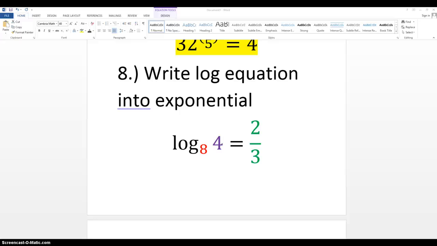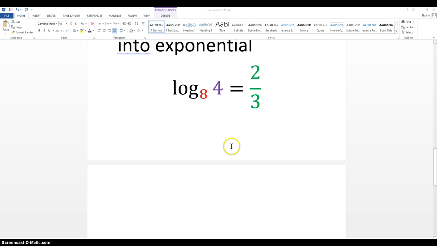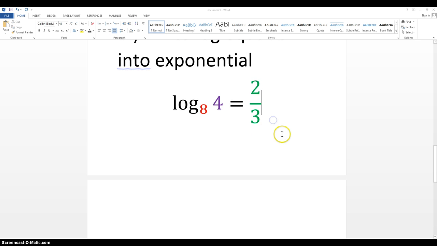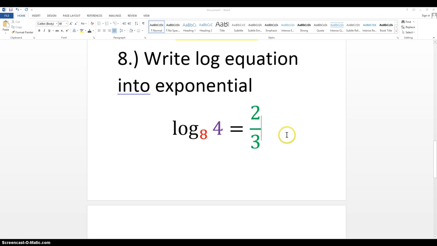Okay, so let's continue with number 8. The instructions for that question were to write the log equation into exponential form. So we have log of 4 base 8 equals 2 over 3. Again, we have them color-coded just because that's what we've been doing in the previous questions.